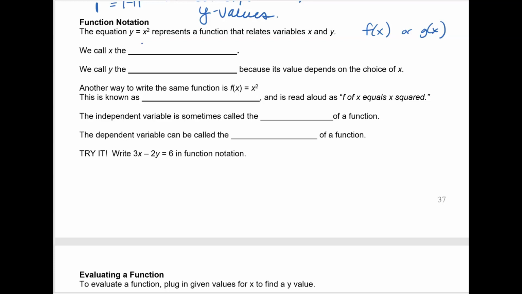We call the x the... and maybe you remember. If you remember, go ahead and write it down. What kind of variable do we call the x? It's the independent variable. And we call the y the dependent variable.